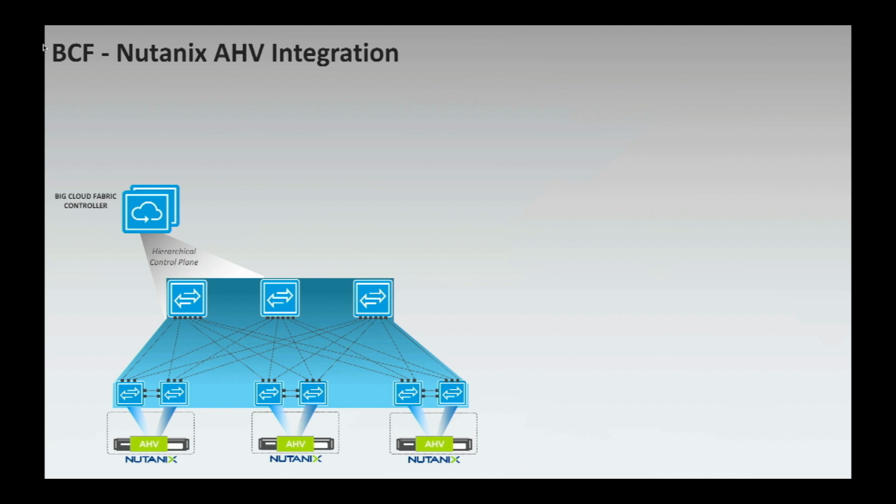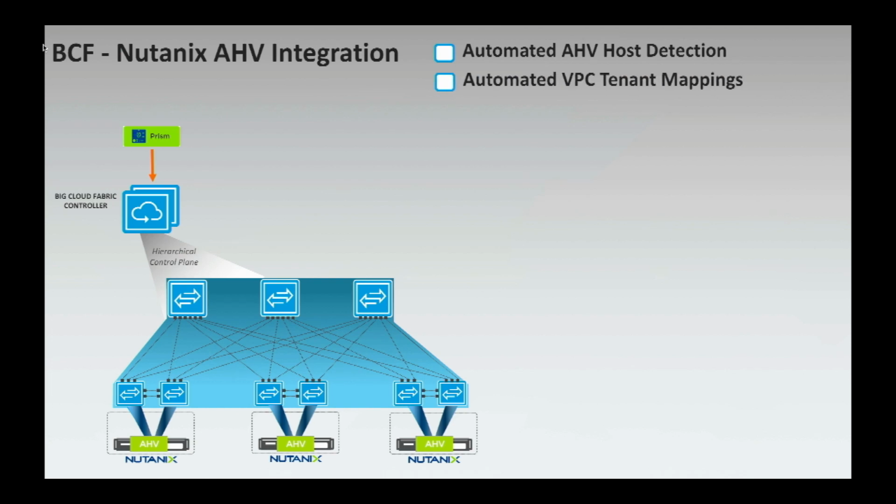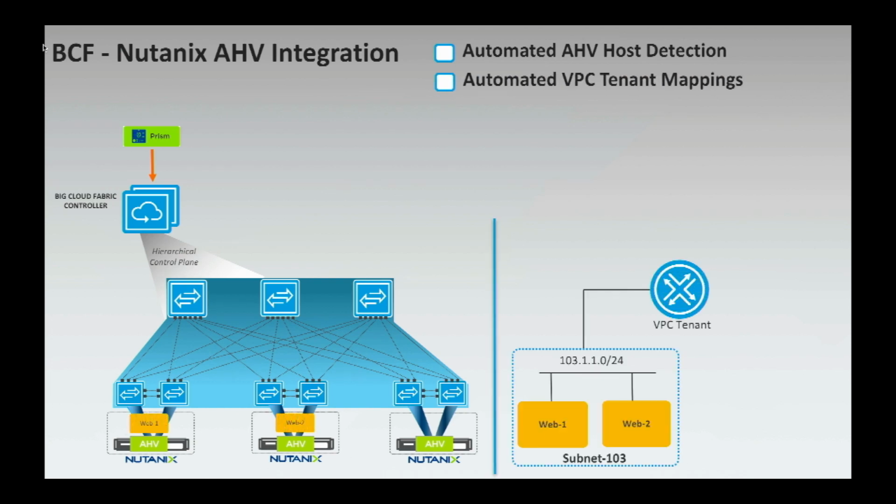Once the environment is up and running, Big Cloud Fabric can help build out these AHV clusters. Prism will come and start controlling these Nutanix AHV nodes, and Big Cloud Fabric can automatically detect wherever these AHV nodes are. It doesn't matter where you connected them, we can automatically pick them out. Then the next thing we are going to do very differently is, for the whole AHV cluster, we can start automating VPC tenants out of it.